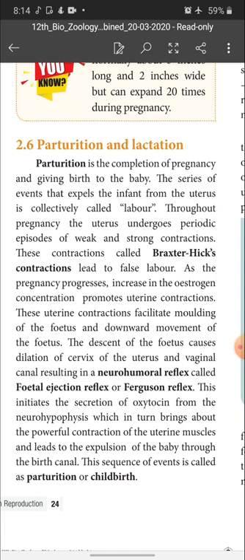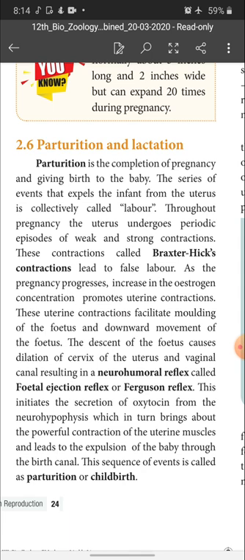So what is the next thing? The uterine contraction promotes the downward movement of the fetus, that is, it should go downwards towards the vagina or cervical cavity. The descent of the fetus causes dilation of the cervix of the uterus and vaginal canal, resulting in a neurohumoral reflex called fetal ejection reflex or Ferguson reflex.